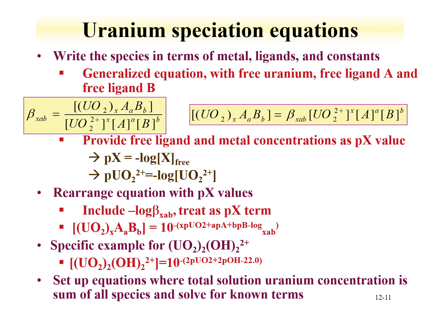As an example, for this diuranium dihydroxide species, to calculate it, it's equal to 10 to the minus 2 times the pUO2 plus twice the pOH minus 22. That comes from the log of the complexation constant being equal to 22. So I can set up all these equations and solve.